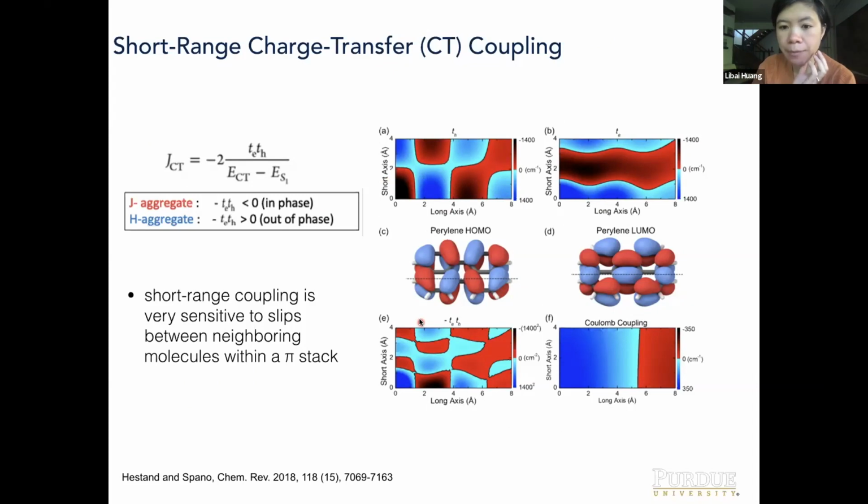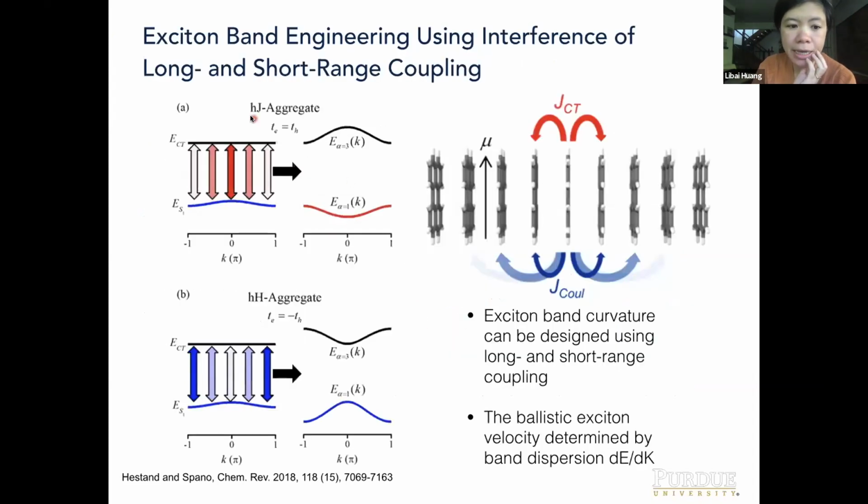And so, in one sense, we can look at this type of HJ aggregates, and by changing the amount of the short range coupling, we can essentially tune these exciton band curvature. And the band curvature is related to the delocalization of the exciton, right? So the larger curvature of this band, then the more delocalized these excitons are.